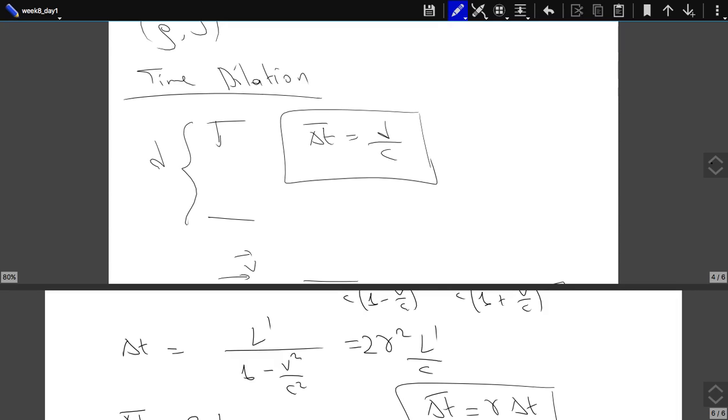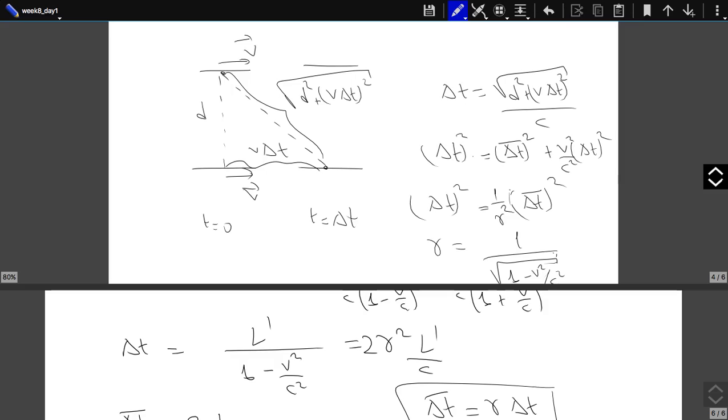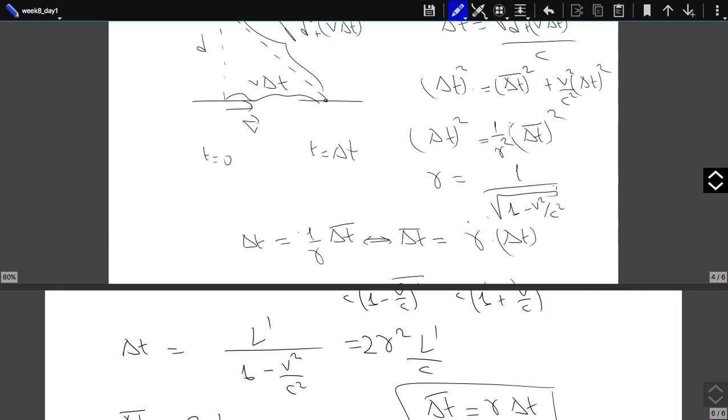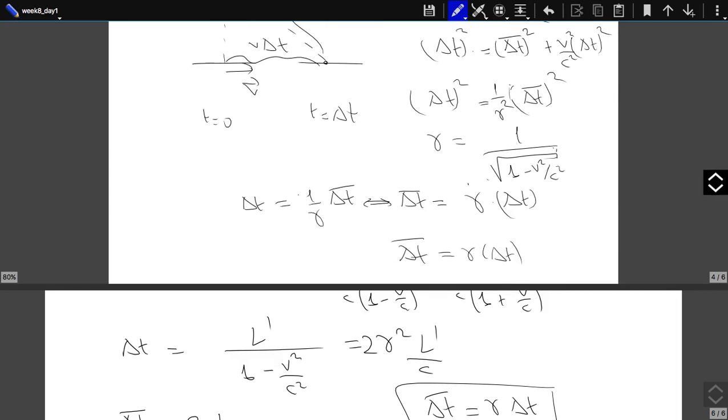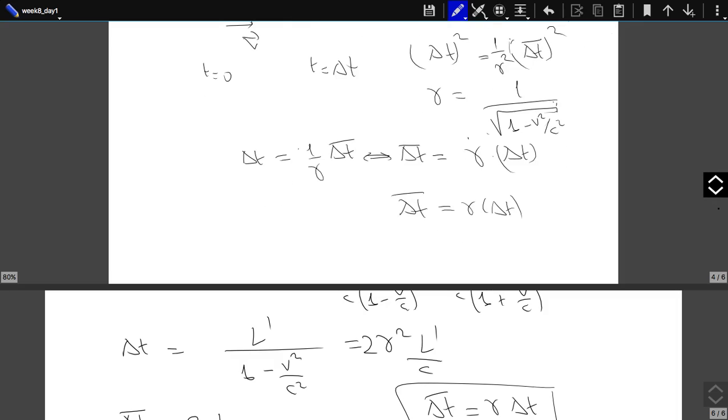Then I go to the station. In the station, I measure the time. So that time is what I call delta T in the station. And for the times, for the first clock, we find that delta T is equal to delta T bar over gamma. So gamma is larger than 1.